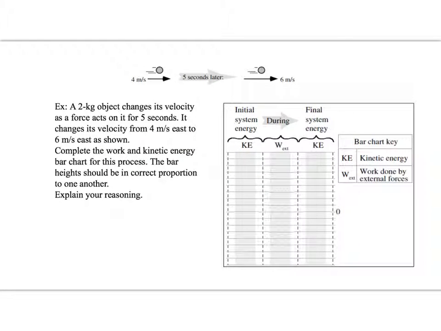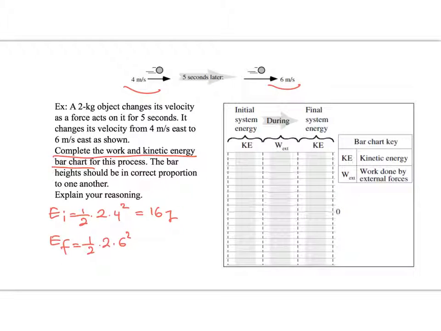In this example, we have a 2 kilogram object which changes its velocity from 4 to 6 meters per second in 5 seconds, and we are going to complete the work kinetic energy bar chart for this process. Now let's find the initial energy from 1 over 2 mv square. Mass is 2, velocity is 4 square, which is equal to 16 joule. The final energy is equal to 1 over 2 times 2 times 6 square. It is 36 joule. So you see that the change in energy is equal to 20 joule, which is equal to work done.